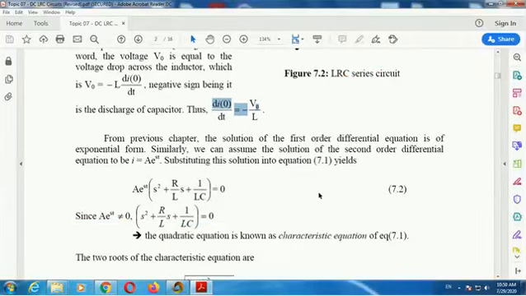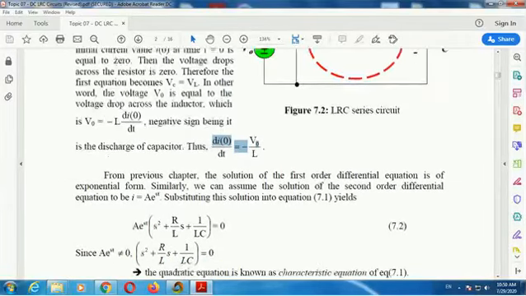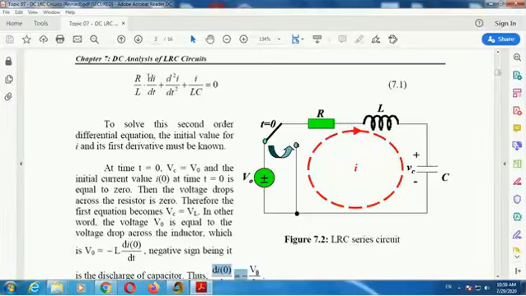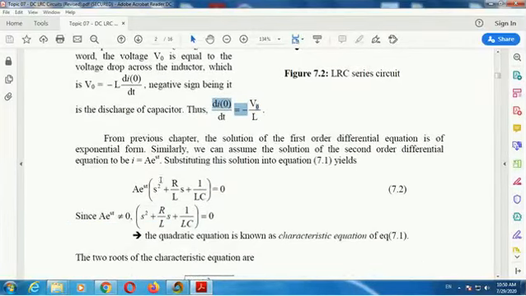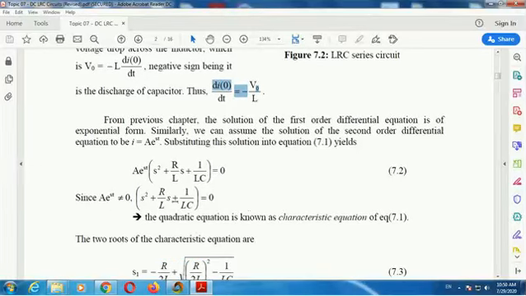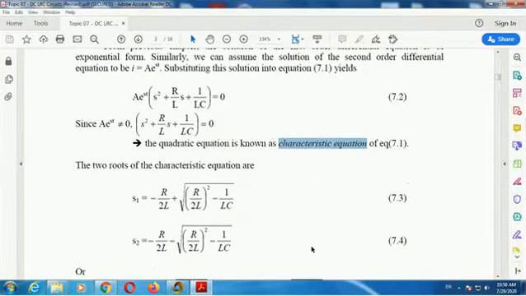If we change this to the Laplace transform, we get s squared plus (R/L)s plus 1 over LC. This is the characteristic equation. It is a quadratic of order 2, so it has two solutions. You solve the quadratic equation and get root 1 and root 2, S1 and S2.